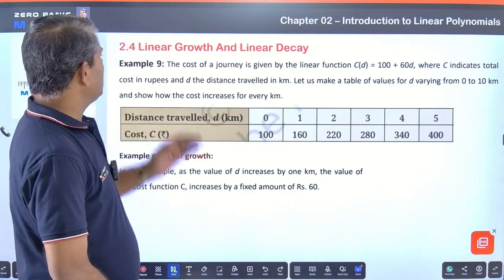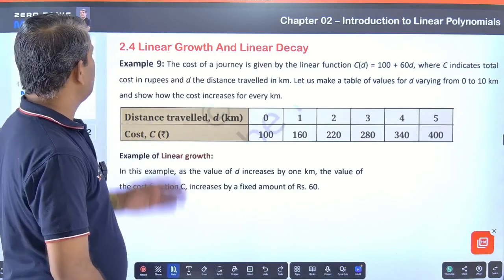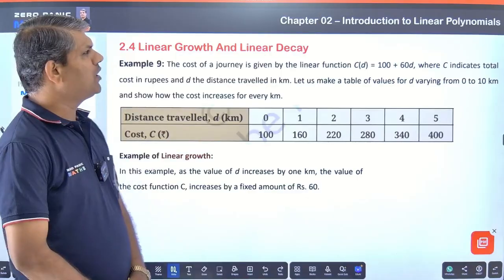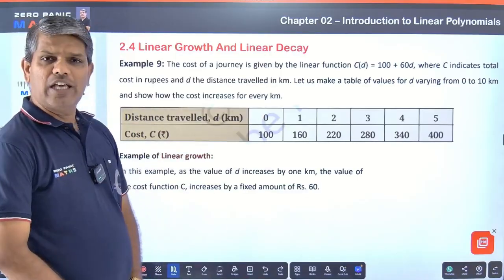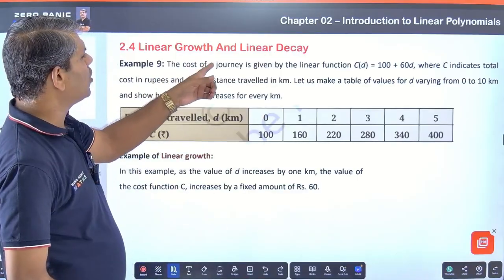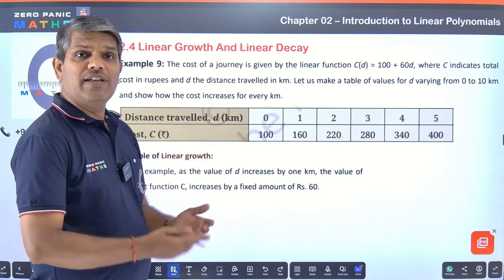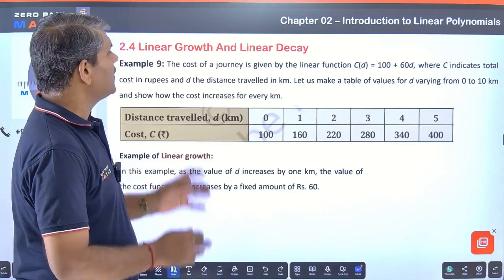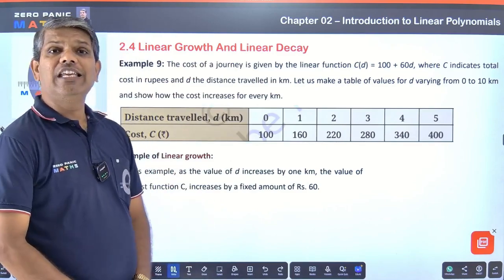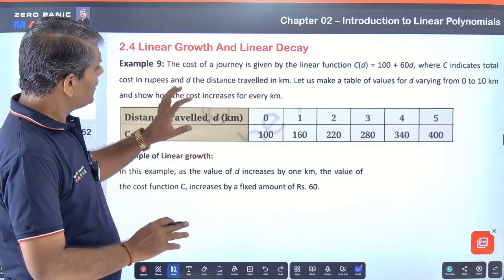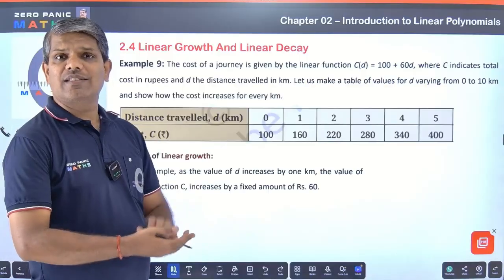Okay, now in today's session, let us continue our discussion on the next concept from the introduction to linear polynomials, that is linear growth and linear decay. In the previous session, we discussed some concepts on linear patterns, the examples, and the exercise set based on that.